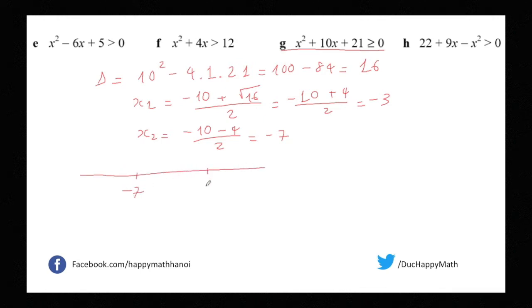Okay, the second. Minus 7 here, minus 3 here, and the value of a should be equal to 1. Coefficient positive, so this one is positive, and this one is negative. So I will take greater than or equal to 0. So I will take both the value of minus 7 and minus 3. This means the first part, h will be less than or equal to minus 7, and the second part is h will be greater than or equal to minus 3. This is the answer to question J.